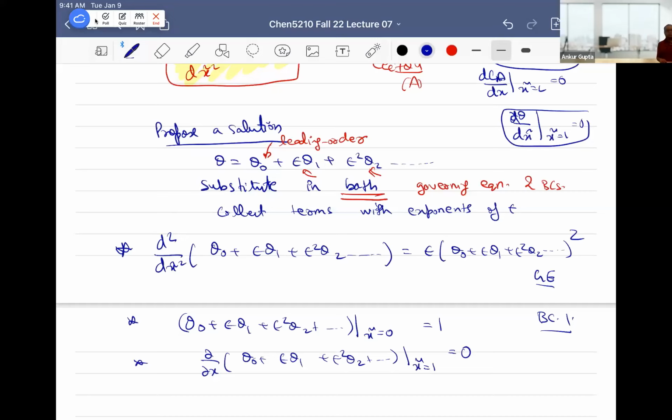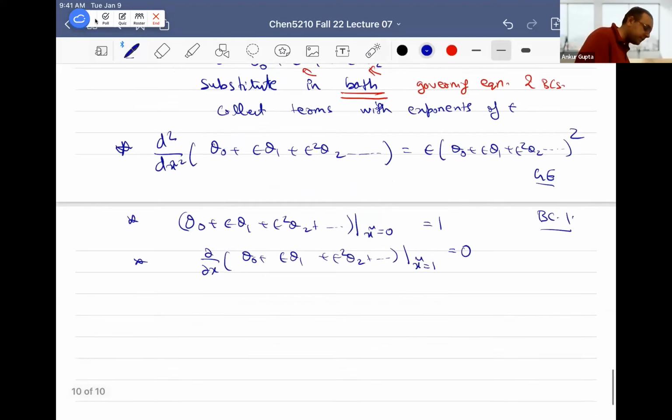Okay. So this is your process. And this is the step, by the way, that I would say I have gotten wrong myself in my own research. So please don't forget to put it in. Very important. All right. So now let's collect. Let's start with the governing equation. Collect exponents of epsilon.